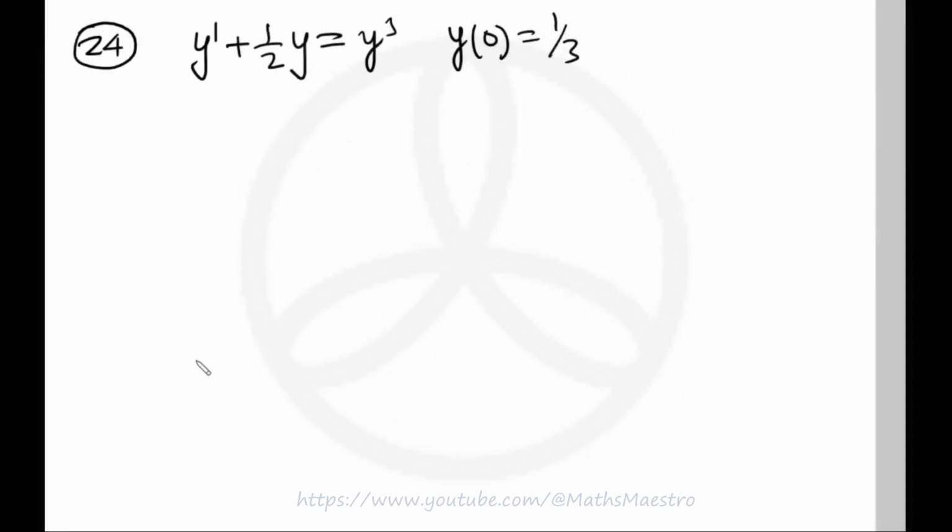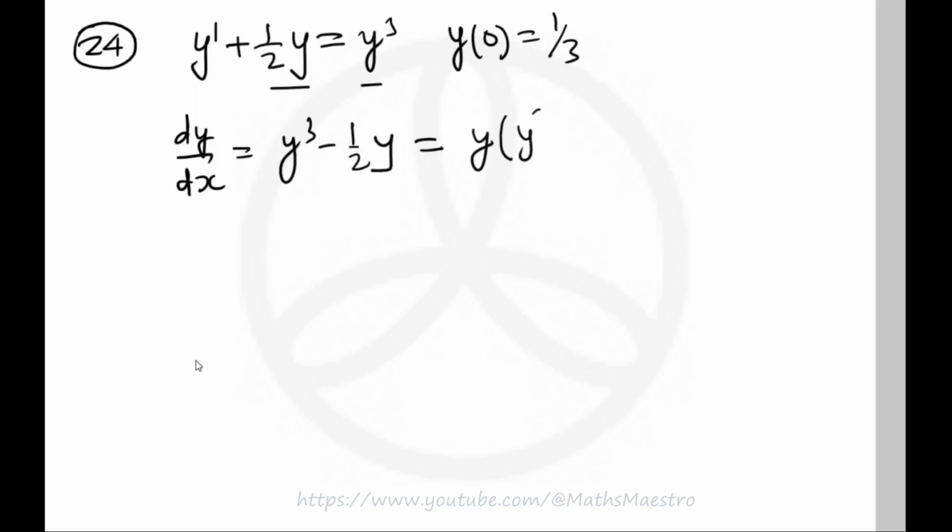So friends, we have come to question number 24, and question number 24 looks to be a little lengthy because we have to do a variable separable, and then there are some numbers which are going to create a little bit of difficulty for us. Looking at this, we can do a variable separable method by writing y prime as dy by dx and taking this y this side. So this will become y cube minus half of y, or if we take y as common, we will have y square minus half.